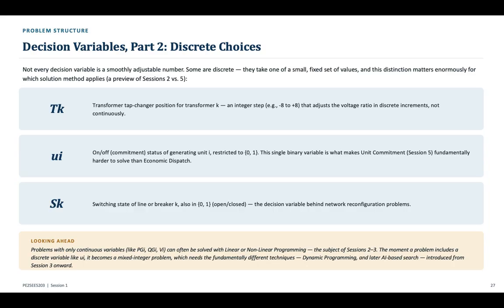Then you have ui, the on-off commitment status of generator unit i, restricted to 0 and 1. This single binary variable is what makes unit commitment fundamentally harder to solve than economic dispatch. Then you have sk, that is the switching state of line or breaker k, also zeros and 1, open and close. Okay, the decision variable behind the network reconfiguration problems. Fine.